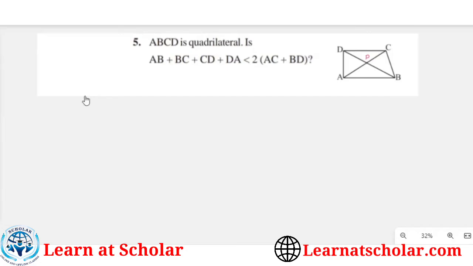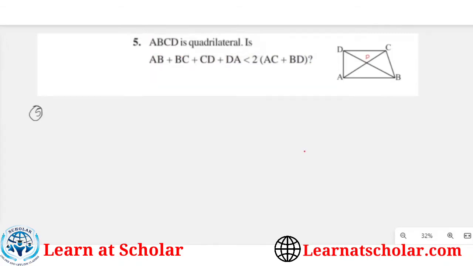Next question, question number 5, again a quadrilateral is given. We have to prove one statement. Let's say the center point is P. We will again use the same property.